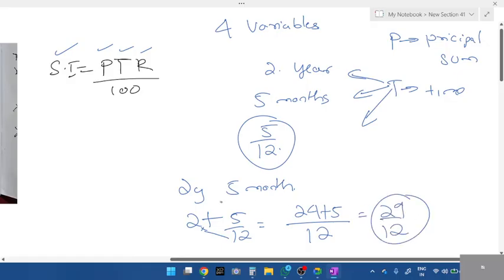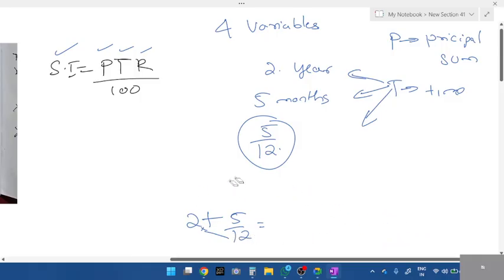Let me know whether you understood this. Is it clear? You take LCM, keep years as it is, convert the months, 5 by 12. 29 by 12 is the answer. Okay, so for months you'll have one question.